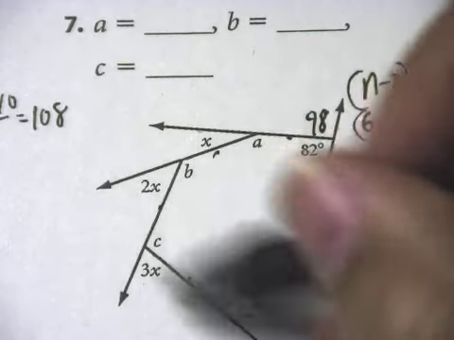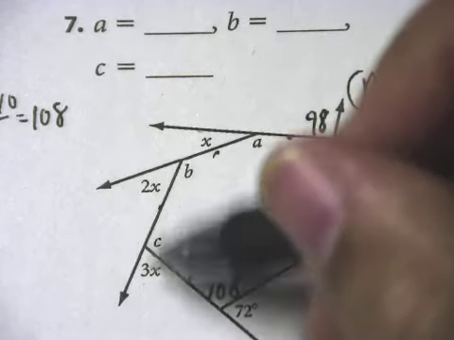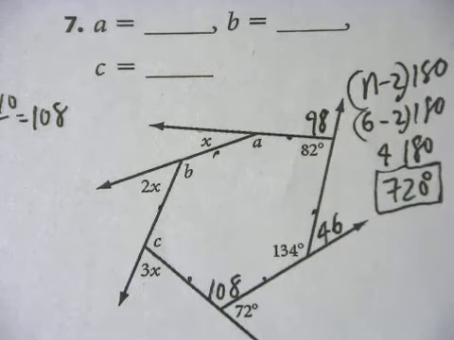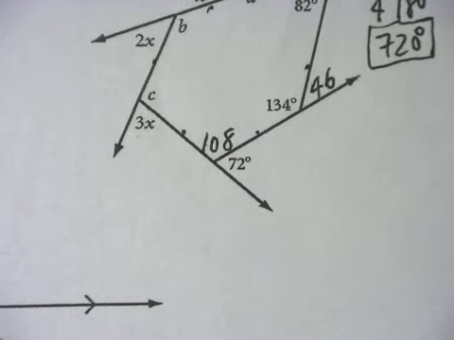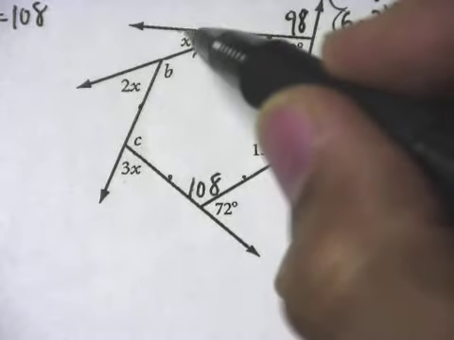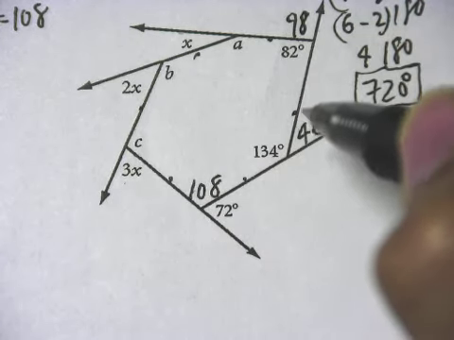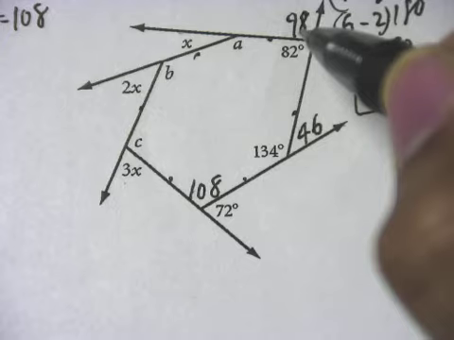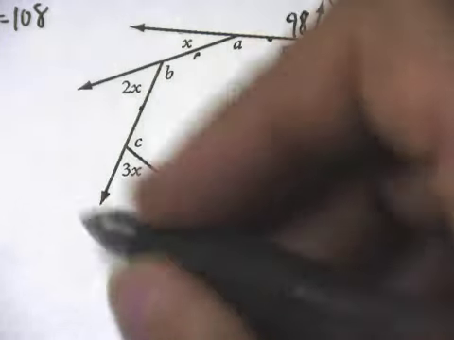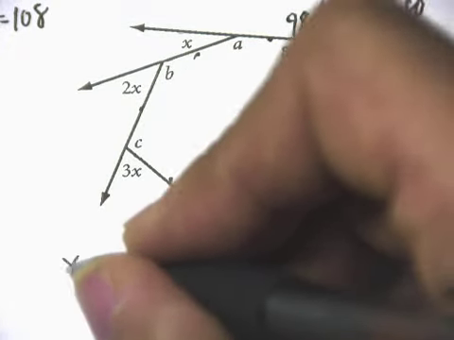And now, although I don't have all the information inside of my polygon, I do have all the information on the outside that I can solve for x. Because now I know that if I add up all these exterior angles, how much do they add up to? How many degrees are there on the exterior of any polygon? If you guess 360, then you guess correctly.